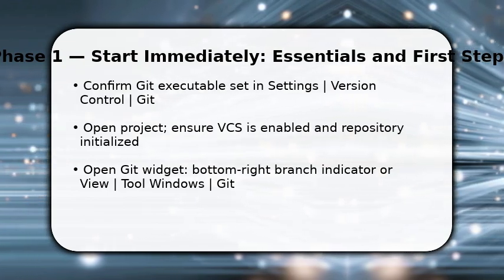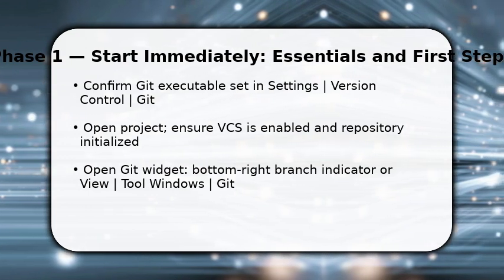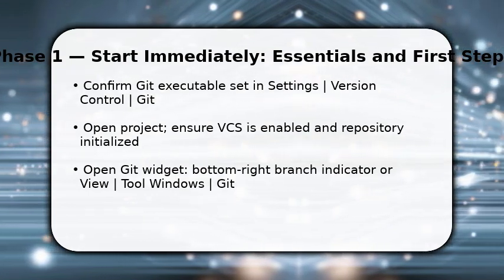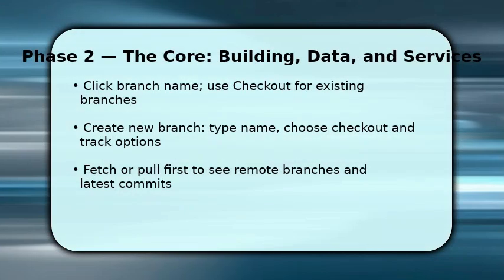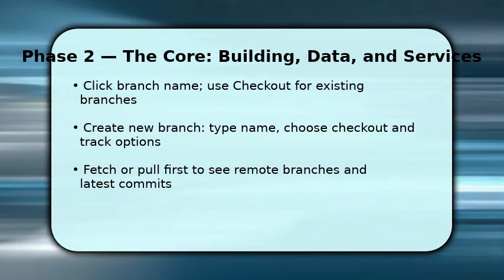Next, open the Git widget at the bottom right, or via View > Tool Windows > Git. That gives you branch status, history, and controls. You click the branch name in the Git widget to reveal existing branches. Pick Checkout to switch instantly, which updates your working tree.